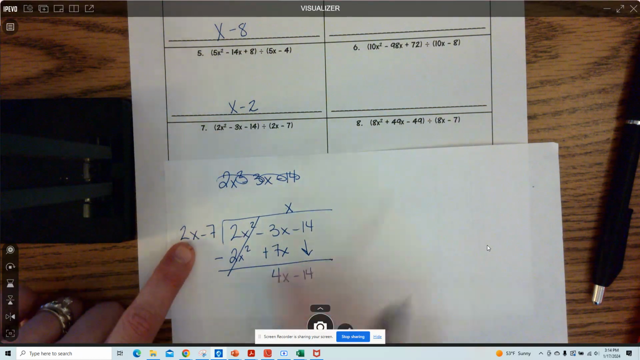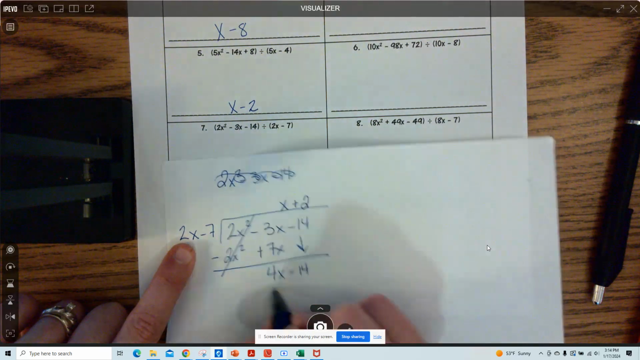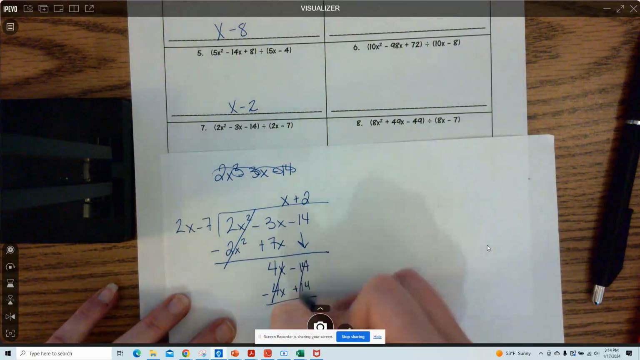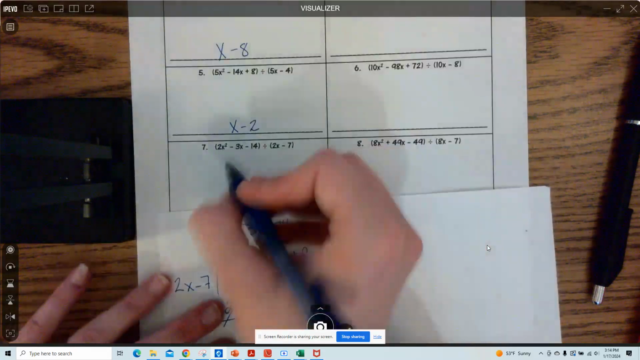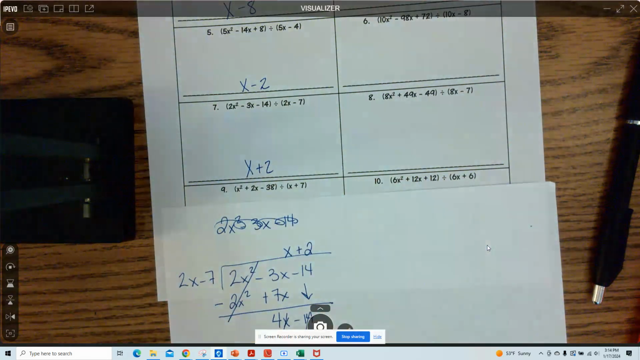2x goes into 4x, positive 2 times. So that's 4x, and then that's a negative 14. Subtract by changing signs. Everything cancels. Most of them are going to be real simple terms like this. Occasionally we get a remainder.